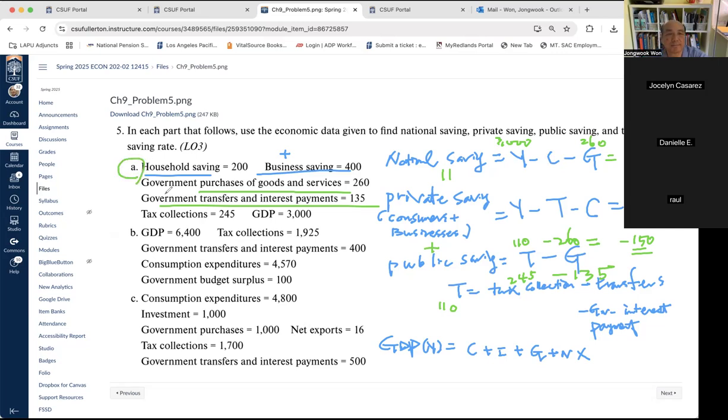Okay, that's number 8. Any question on this one, Rosalind? Where did you get the 110 on the tax? Tax collection is 245, but transfers and interest payment is 135. Oh, so you just do 245 minus 135. That leftover is 110. Plug in 110 here, okay? Any other question? No.